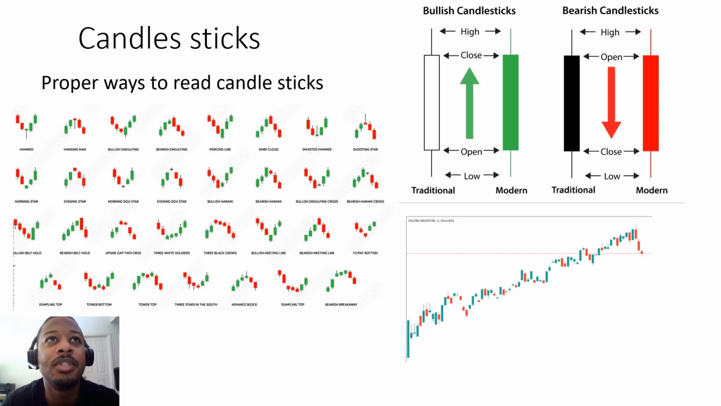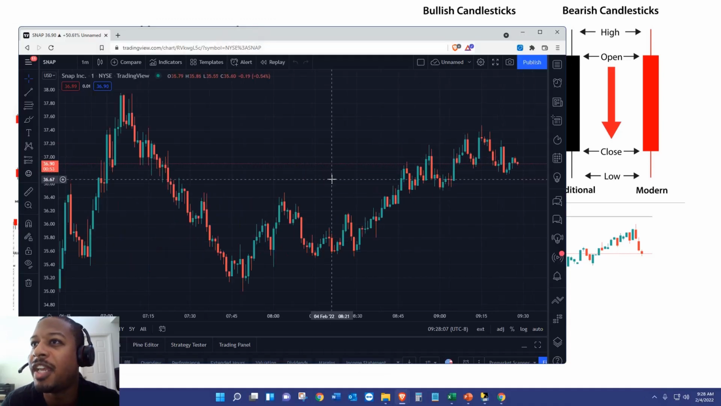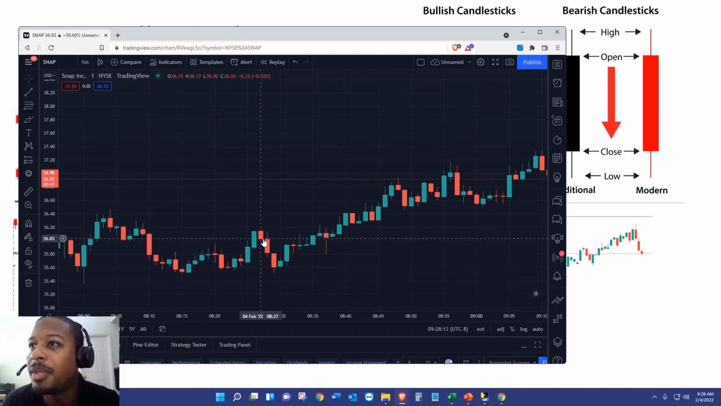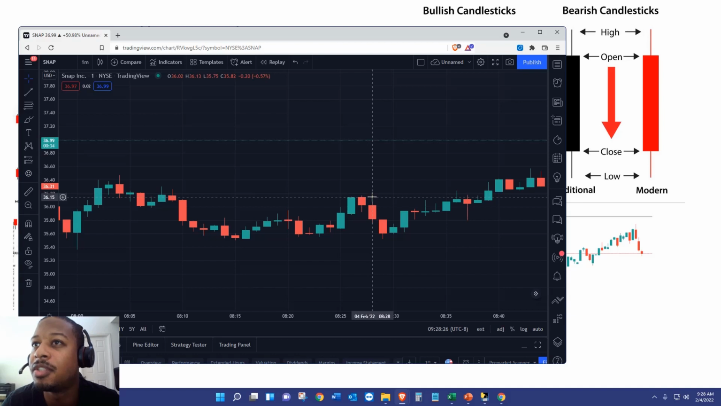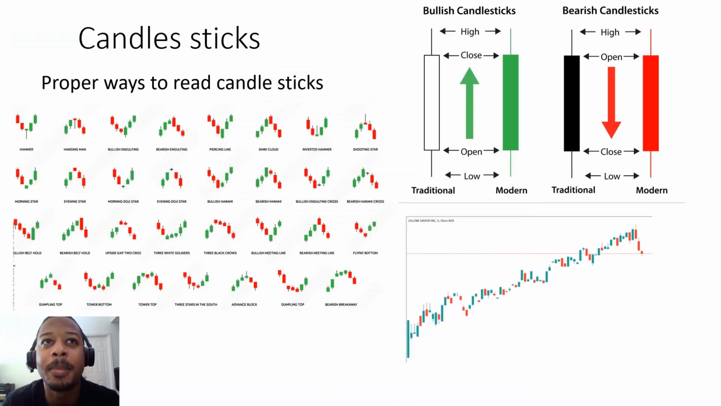Like for example, let me pull this up here. You'll see right now, analyzing Snapchat, at this point in time this was a bearish candle. That means it opened up here at $36.01 and it closed at $35.81. But within that time frame, it went all the way up to $36.17 and then all the way down to $35.76. And it's like that, so on and so on, throughout these candlesticks. Okay. Pretty easy to understand there. Hopefully that makes sense to you.